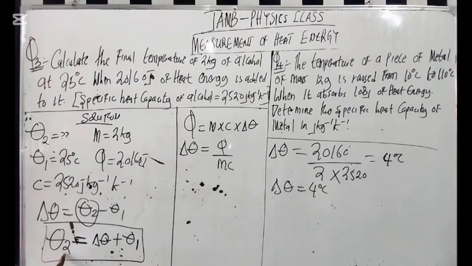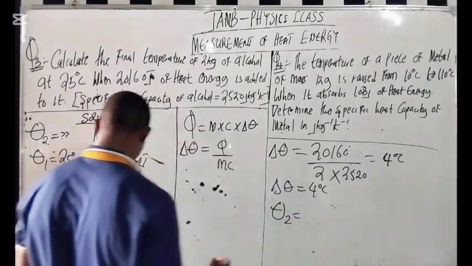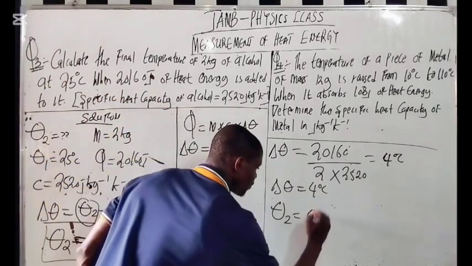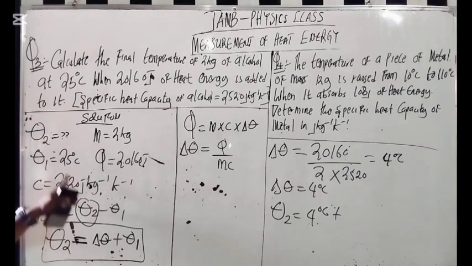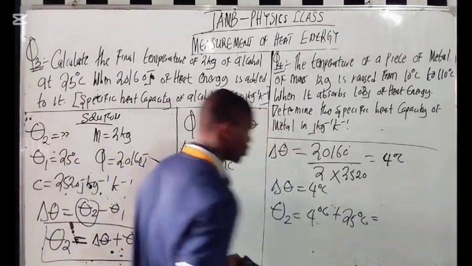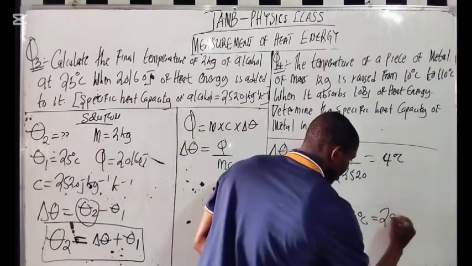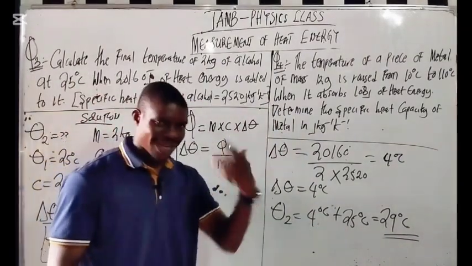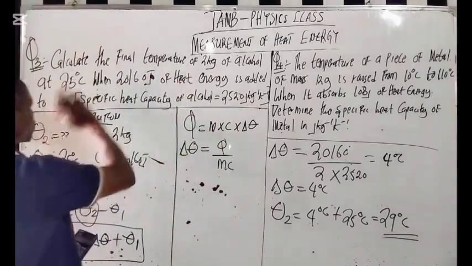So how do we get my final temperature here? Here we have theta 2 equals my change in temperature, which is 4 degrees centigrade, plus my theta 1, we got 25. Here we have theta 2 equals 25 plus 4, which is 29 degrees centigrade. So that is the answer here. You can see how easy it is. You can solve problems under this one here. So we are done with this one.